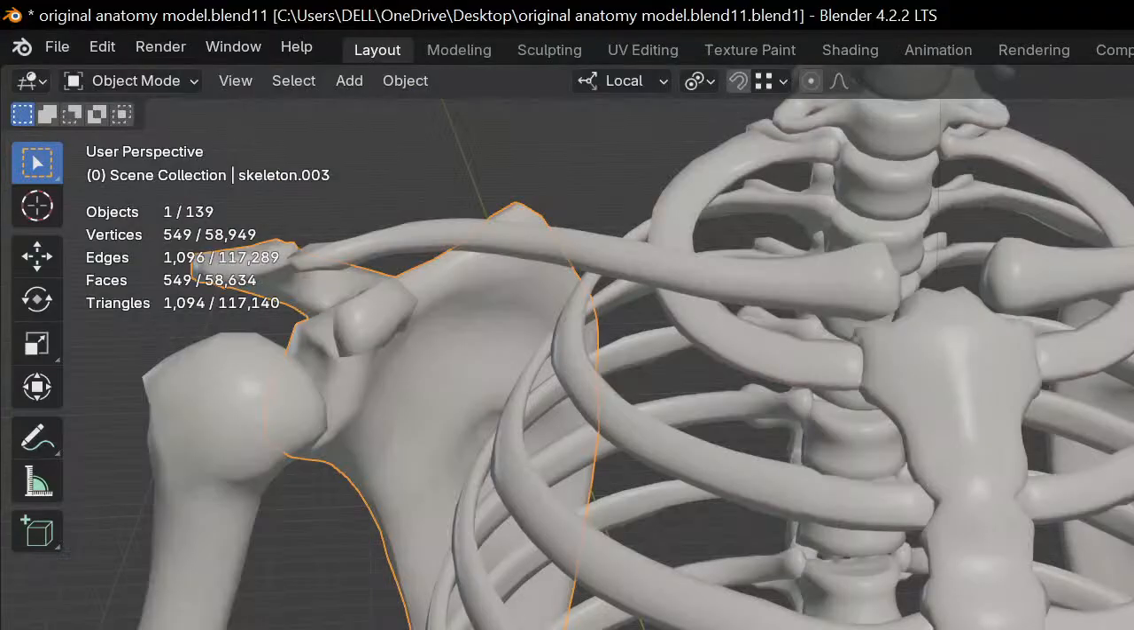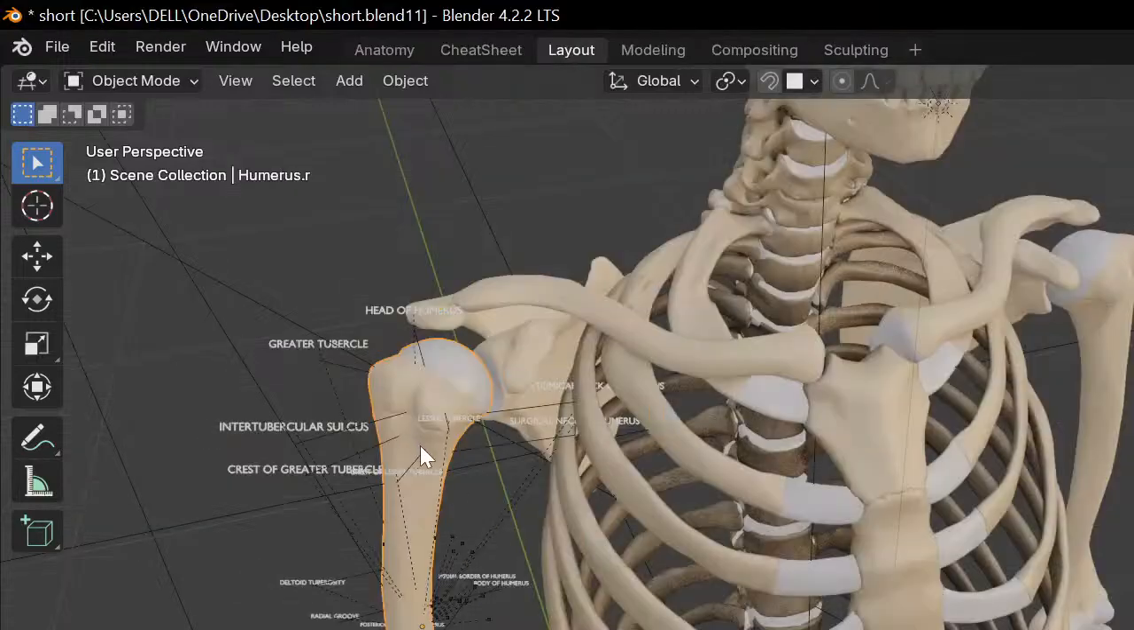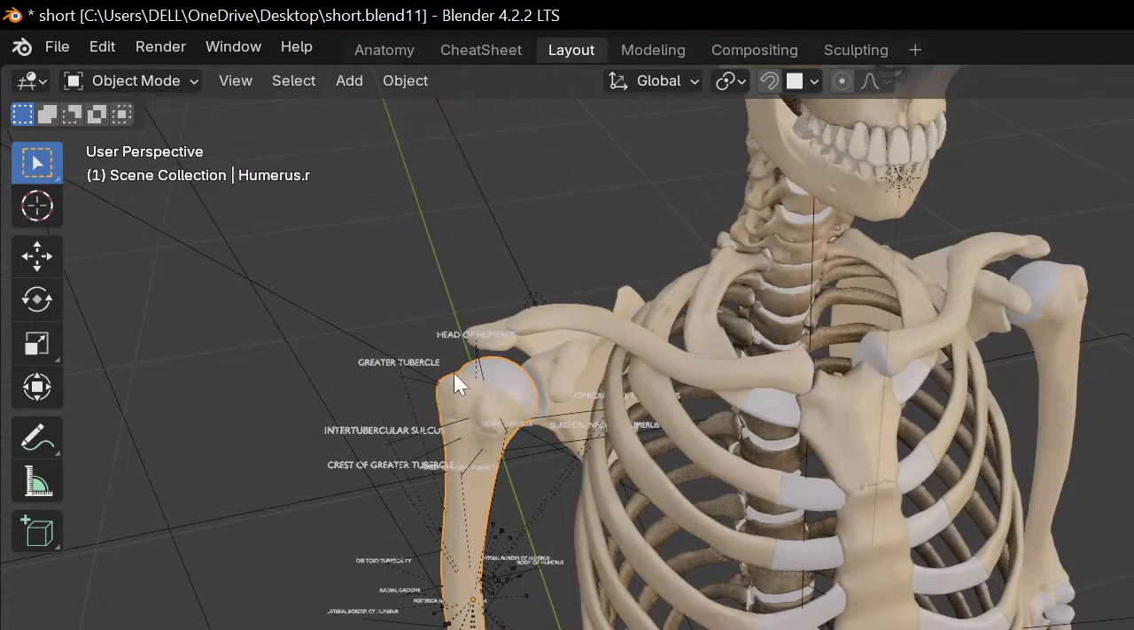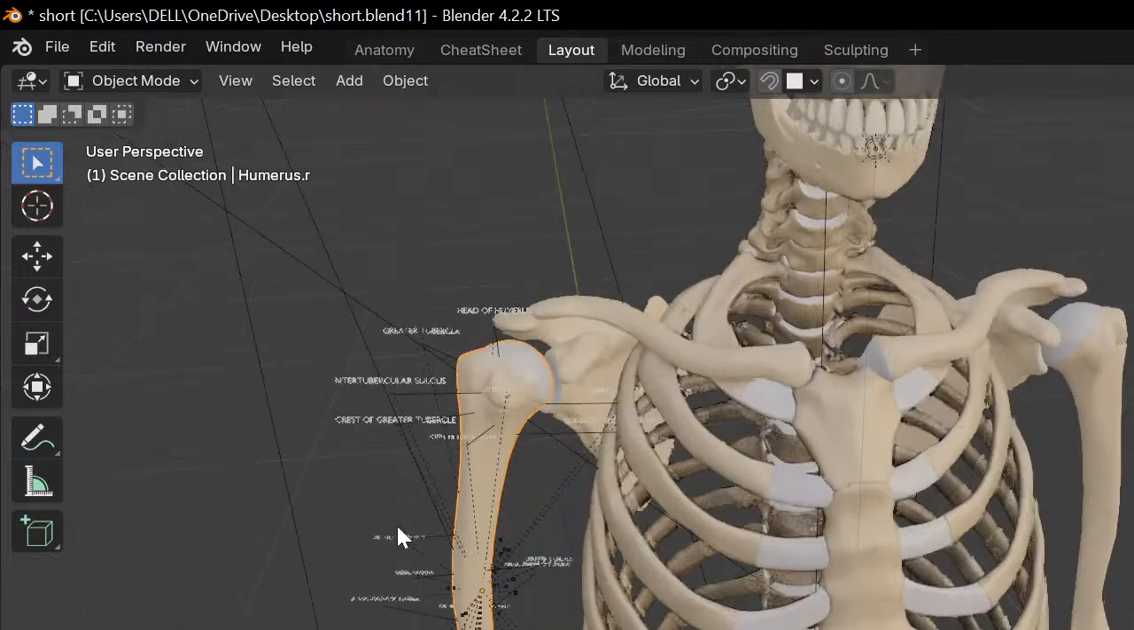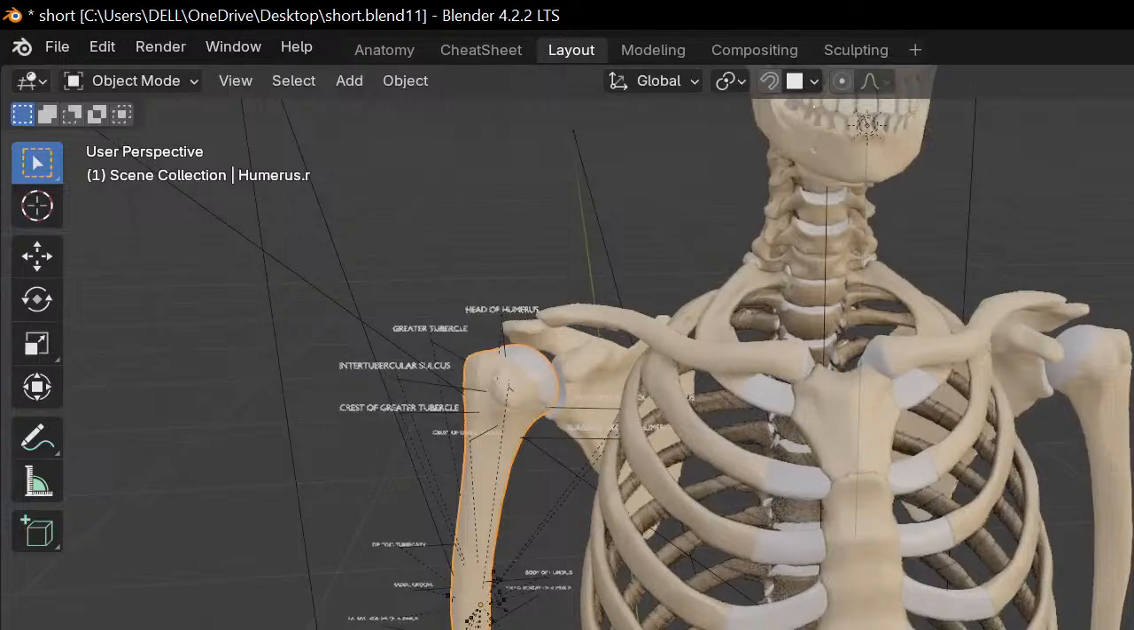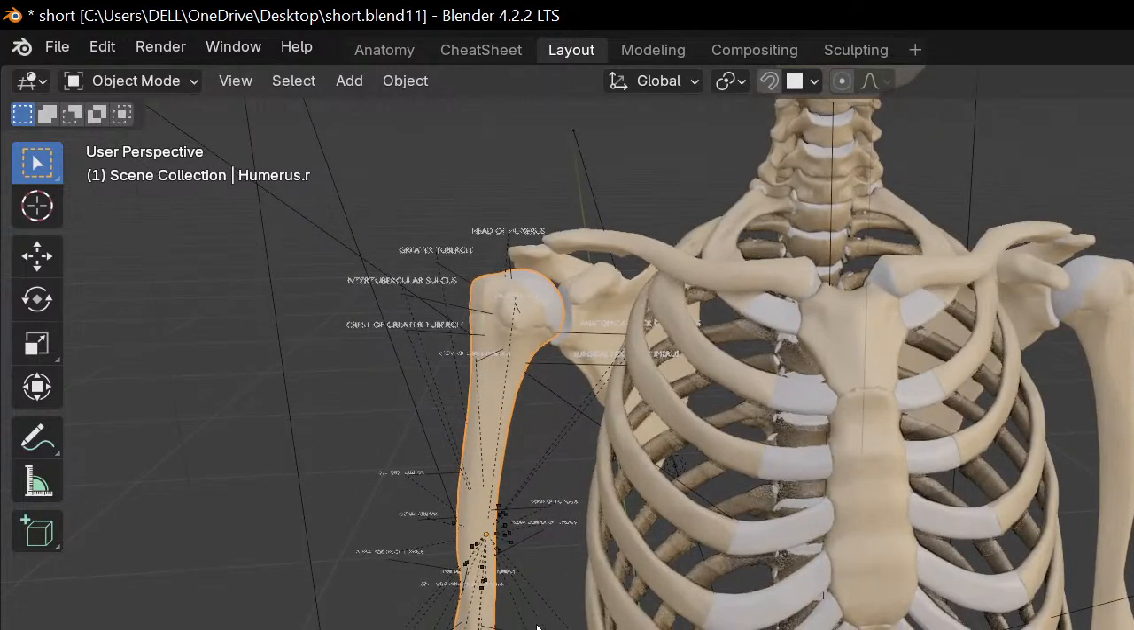Okay, so we have the humerus, which is the longest bone in the upper limb, and is one of the long bones in the body. The humerus has the proximal end, which is at this point. Then there's the shaft, and then we have the distal end of the humerus.